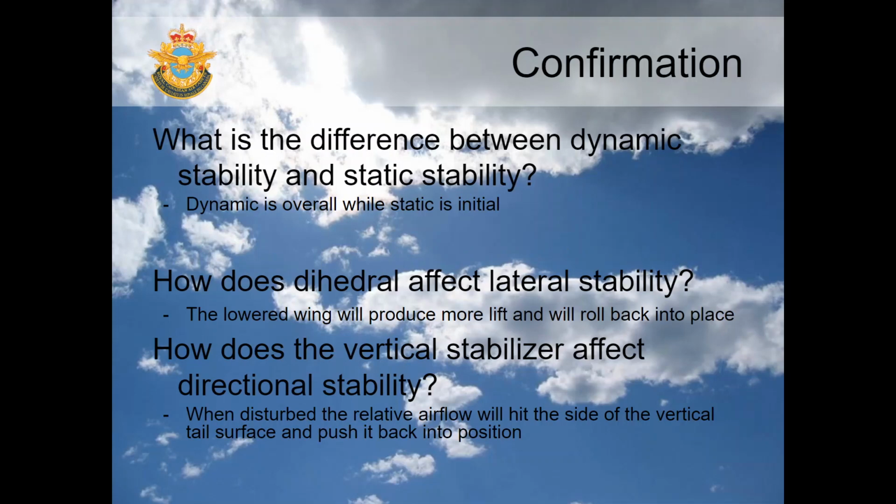And how dihedral affects lateral stability is that when the aircraft is not in level flight, the lower wing will produce more lift and will roll back into place. And lastly, having a vertical stabilizer will cause the relative airflow to hit the side of the vertical tail surface and push it back into position.